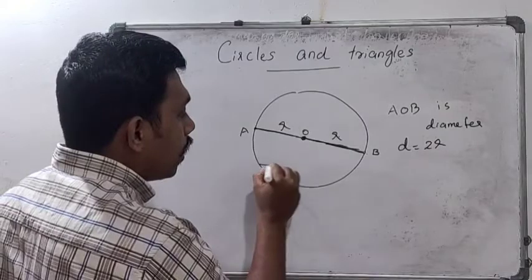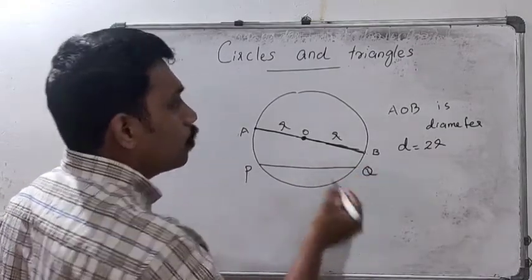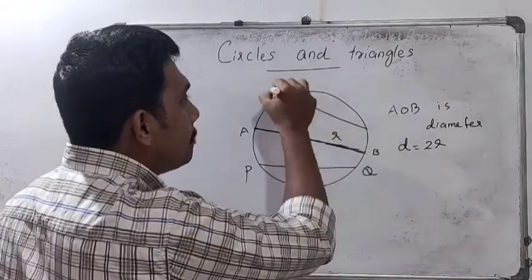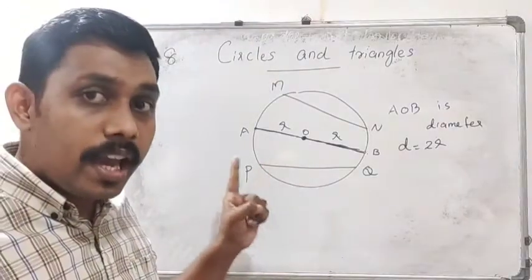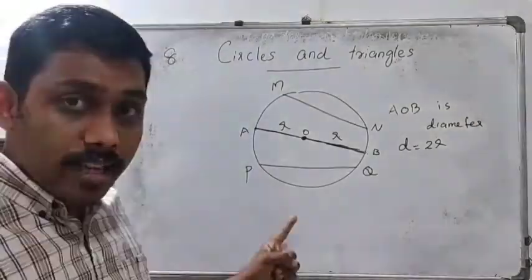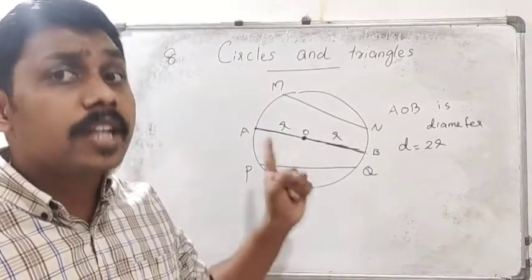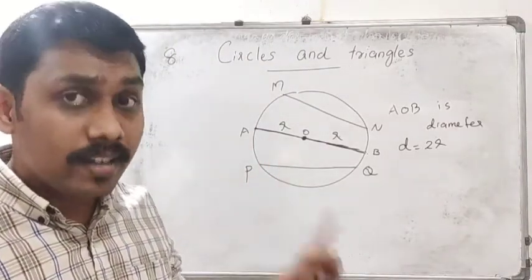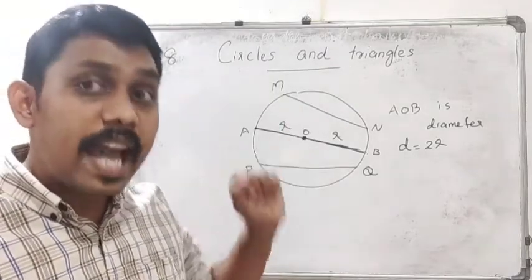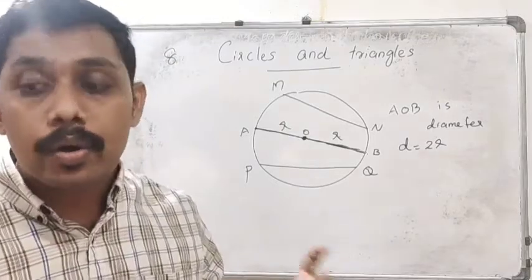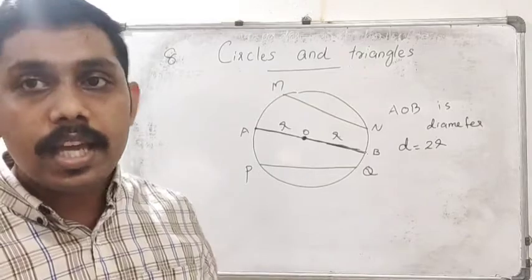I can draw a line segment like this, PQ, and also I can draw like this, MN. That means here I draw a line segment that is not passing through the center of the circle, and it joins 2 points on the circle. That line segment is called the chord of the circle.